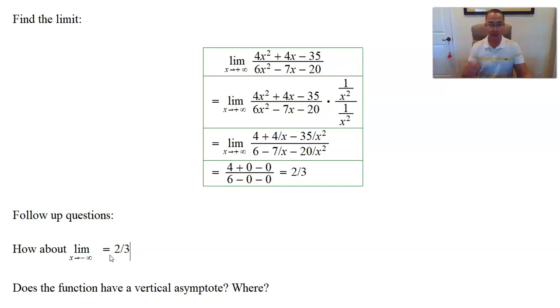Now, last question: does the function have a vertical asymptote, and where? We got vertical asymptotes for 1 over x to the fourth and 1 over x cubed because x is approaching 0, the denominator is getting smaller and smaller, which means that the reciprocal is getting bigger and bigger. So we can ask, when is the denominator getting smaller and smaller? When is it approaching 0?